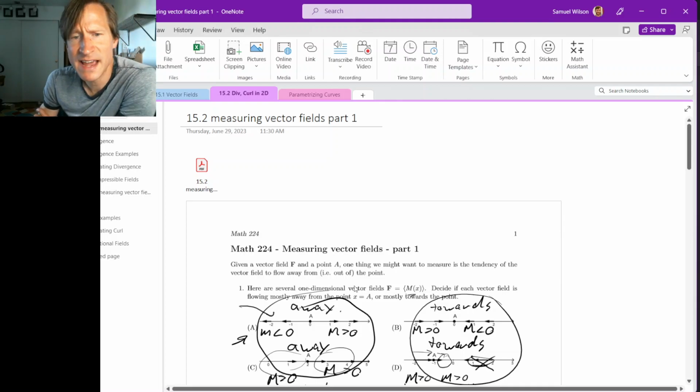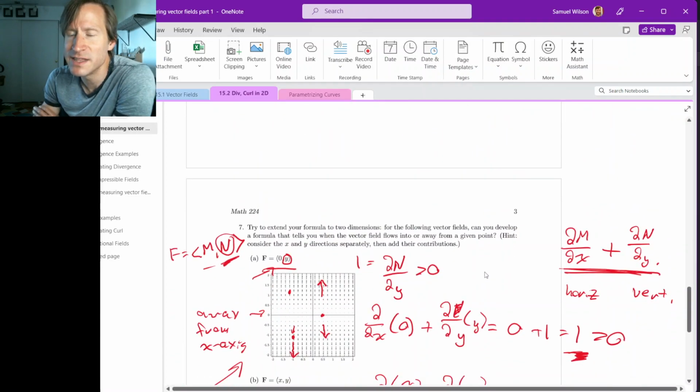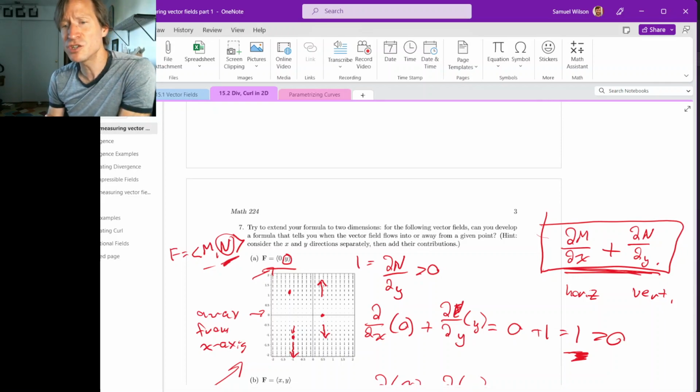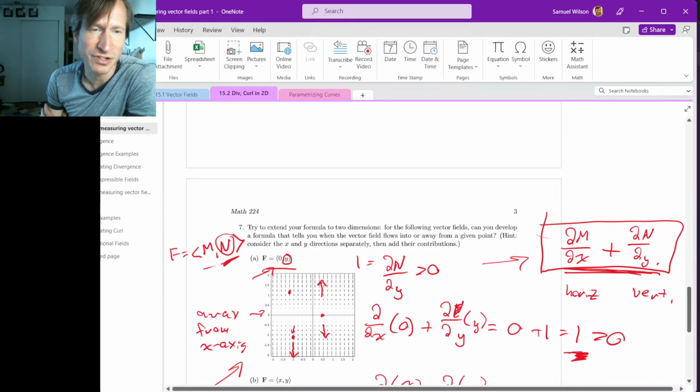So working on this handout, we came up with this quantity that we think is measuring the tendency of a vector field to flow into or out of any particular point. And this quantity is a function, and it makes sense that it's a function, because the tendency of a vector field to flow into or out of a point depends on what point you're talking about. So it makes sense that this is a function of x and y. So let's give this function a name.